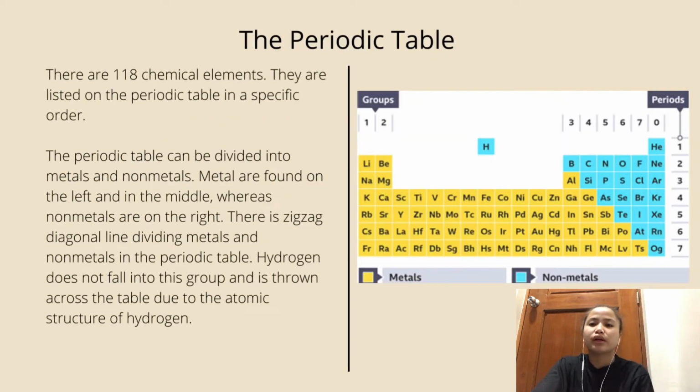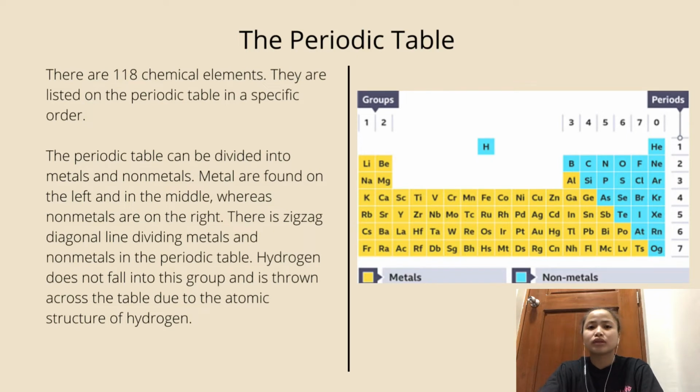So, as you can see, there are 118 chemical elements. They are listed on the periodic table in a specific order. The periodic table can be divided into metals and non-metals. Metals are found on the left and in the middle, whereas non-metals are on the right. There is a zigzag diagonal line dividing metals and non-metals in the periodic table. Hydrogen doesn't fit into this grouping and is placed over the table.